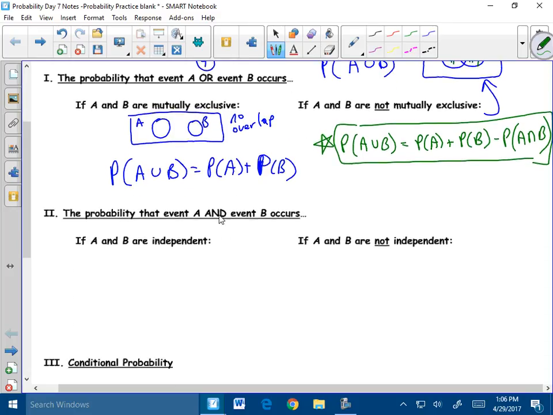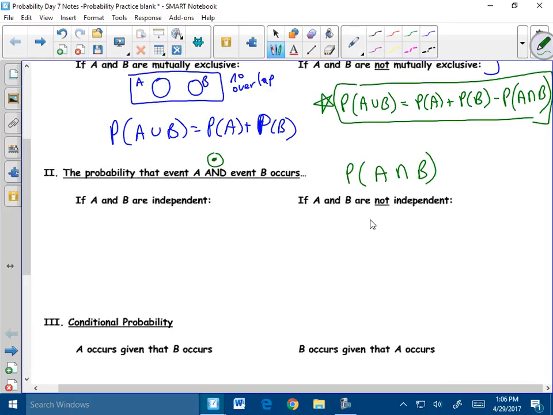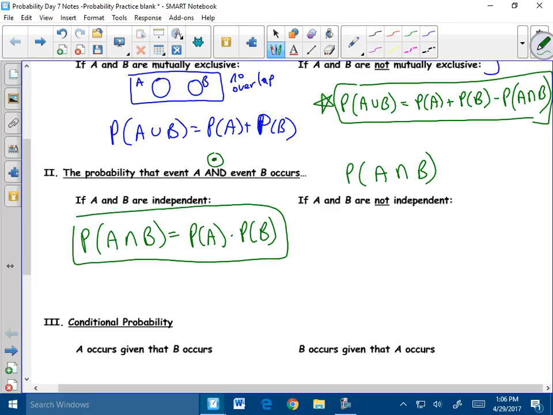If we want to compute an AND probability, like we just saw in the warm-up, AND means we're thinking about multiplying. We've got to multiply our probabilities together. Symbolically, probability of A and B with the intersection symbol. We've got independent versus dependent, and they're really the same thing, but it's two different formulas. So, the multiplication rule: probability of A and B is equal to the probability of A times the probability of B. If your events are independent, you can just multiply the two probabilities together.